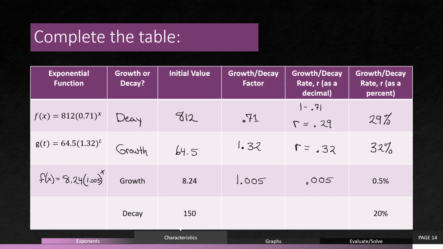This next one is a decay. We have our initial value, f of x equals 150. Now this is going to be less than 1 inside that parenthesis. We have a decay of 20%. Again, as a decimal, that's 0.2. So I have 1 minus 0.2. I have 0.8 goes inside here. If you wish, you can put the 0. It's not necessary.